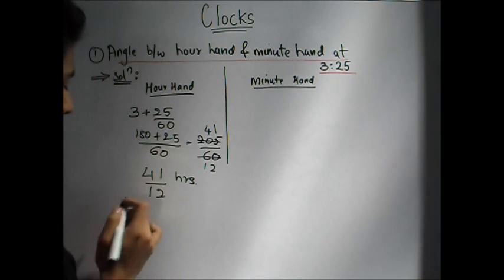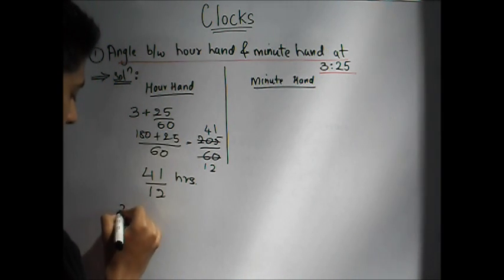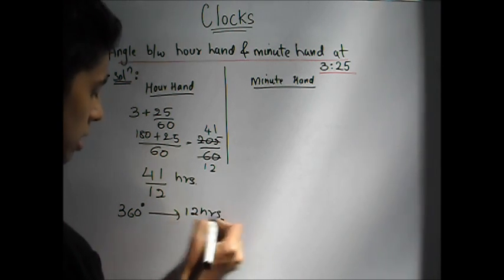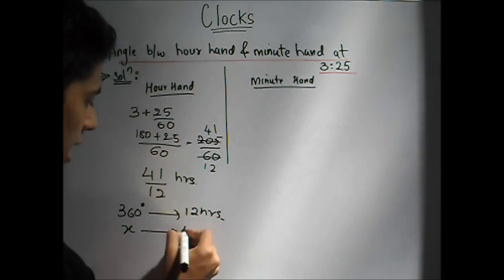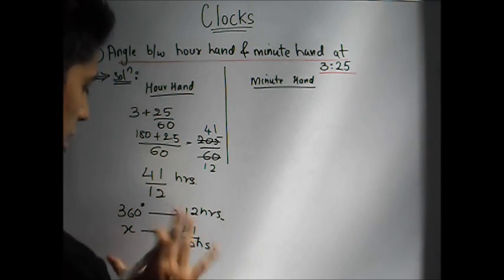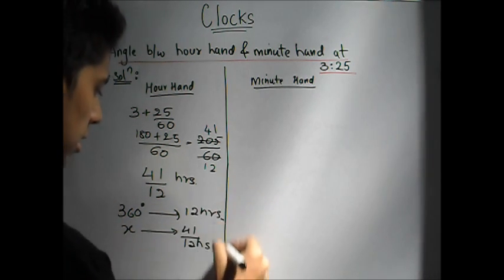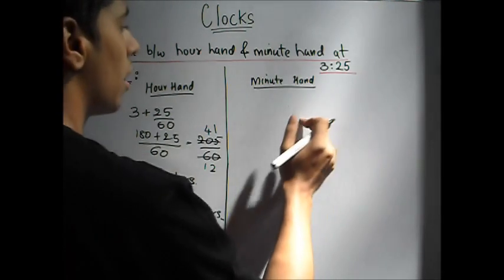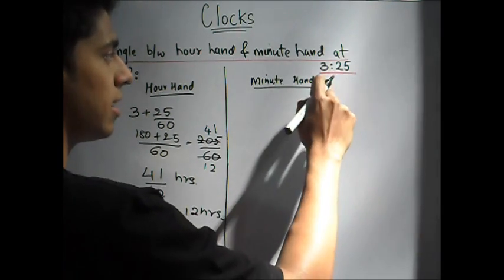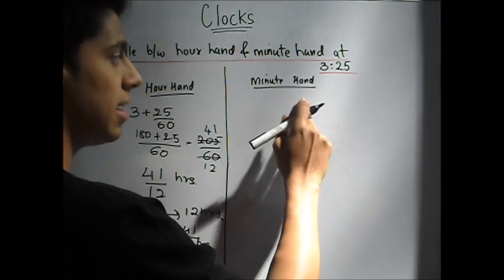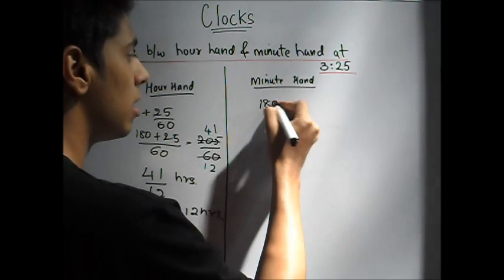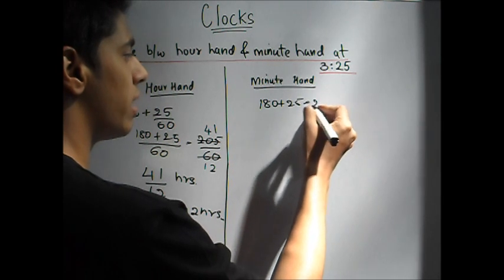Now we know that the hour hand traverses 360 degrees every 12 hours. So how much does it traverse in 41 by 12 hours? Alright, now let's just keep it at that. Now let's see for the minute hand. This is 3 hours and 25 minutes. Let's convert the 3 hours down to minutes. Each hour is 60 minutes, so 3 hours is 3 into 60, which is 180 minutes, plus 25. So again it is 205 minutes.